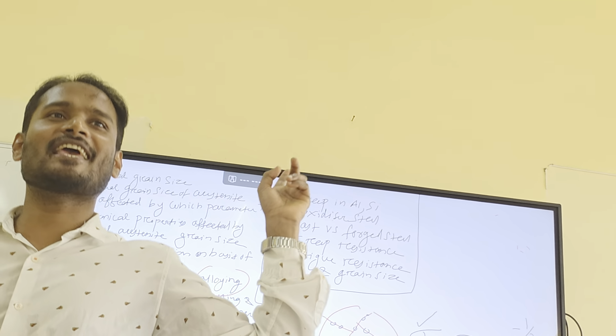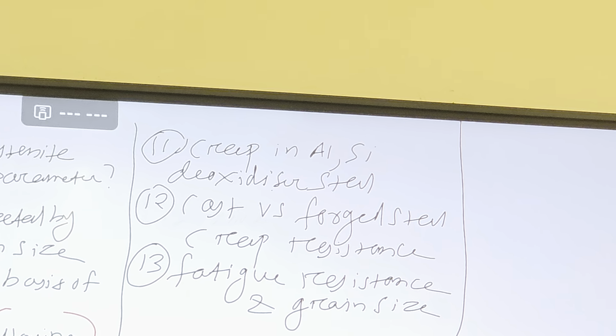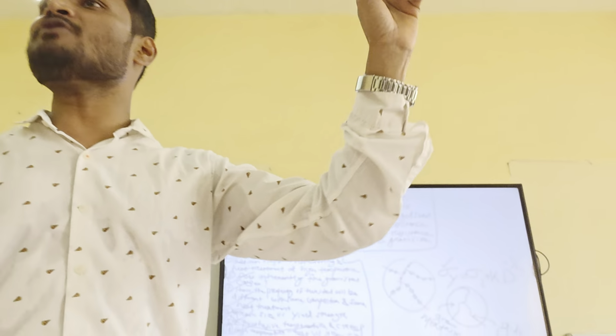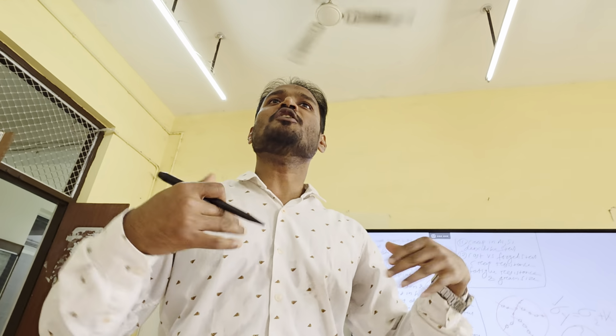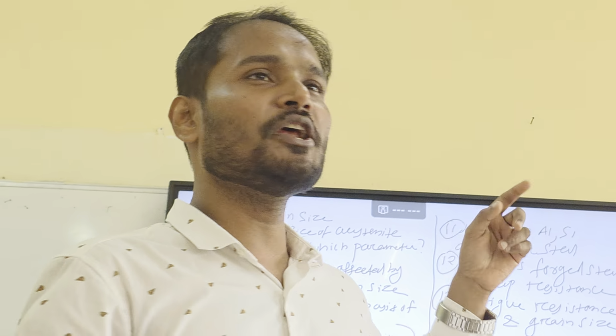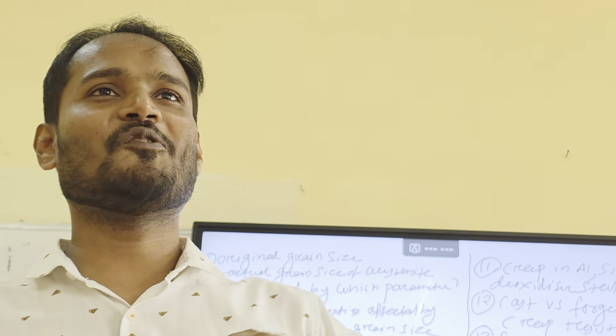Okay, now this is a question again. Already we have discussed. Can you tell me question number 11? Creep in aluminium and silicon deoxidizer steel. That means to do deoxidation of steel, you have used either aluminium or silicon. So which one is good? Question is, you need to use it at high temperature now, not for machinability.